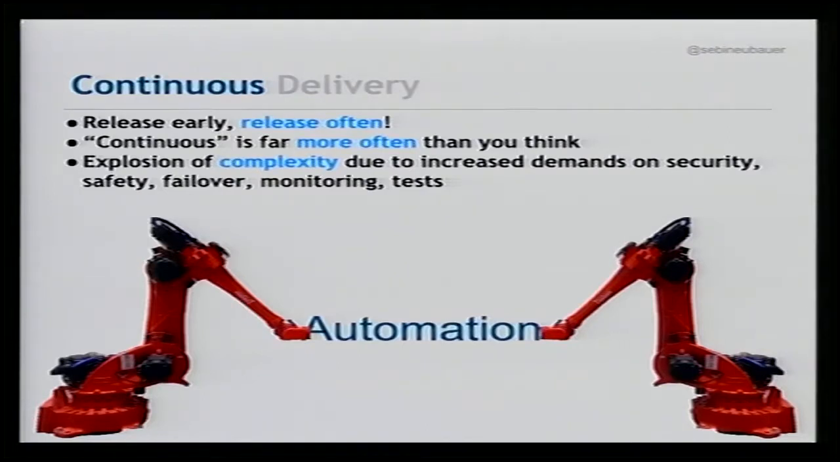Any manual workflow will just completely destroy real continuous delivery. And continuous, as we heard, is far more often than you think. So you cannot do it just a little bit faster than before. It's a new quality. You really have to do the delivery of all your features automatically.